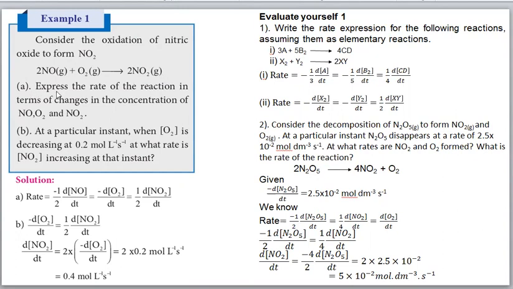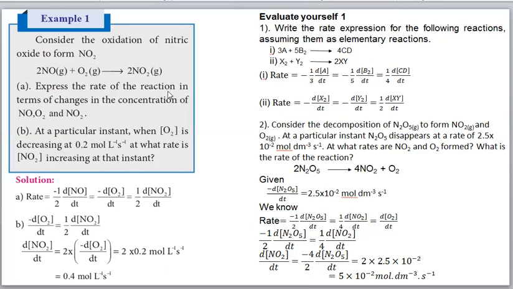Question A, express the rate of the reaction in terms of changes in concentration of NO, O2 and NO2. Question B, at a particular instant when concentration of oxygen is decreasing at 0.2 mole per liter per second, at what rate is nitrogen dioxide concentration increasing at that instant? So now let us see first question number A.